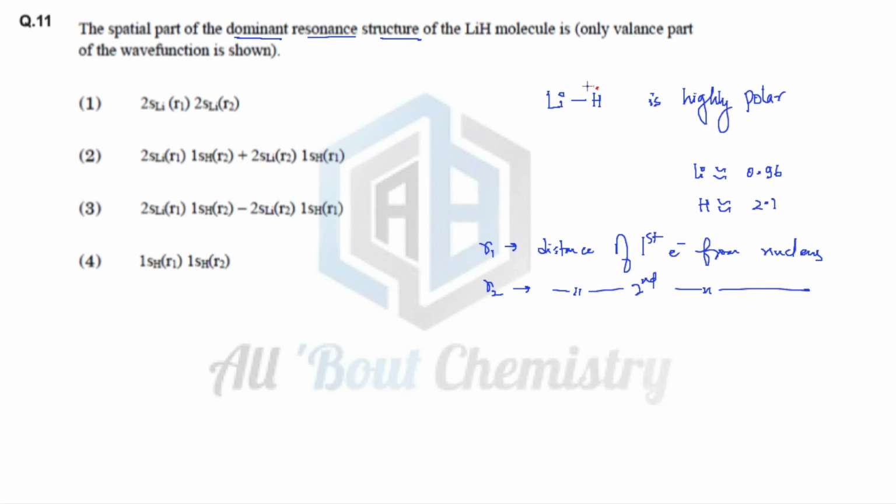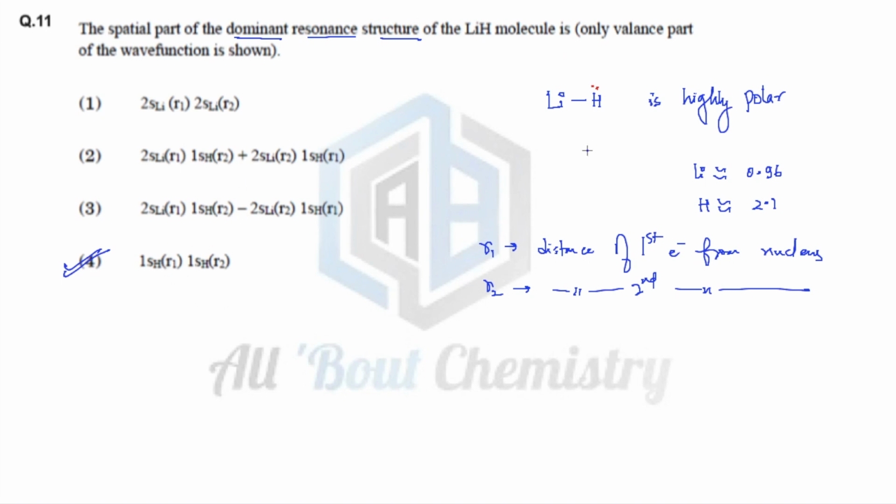So the correct answer for this particular question will be option number 4, where it says that R1, the distance of the first electron from the nucleus, is going to be in the s orbital of hydrogen, and similarly the distance of the second electron from the nucleus is also going to be on hydrogen. So this answer is correct because of the dominant resonance structure.